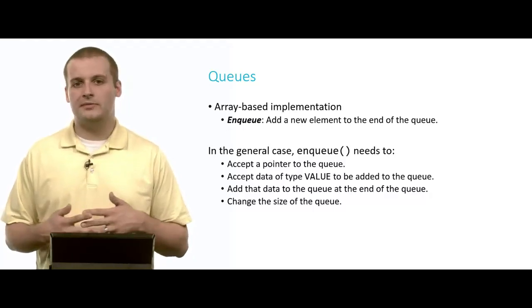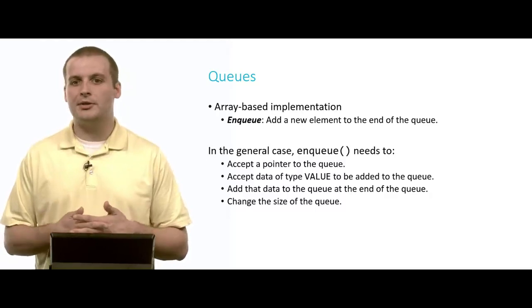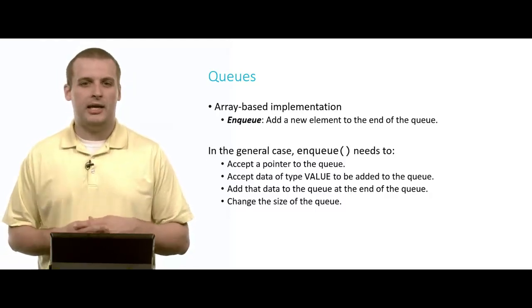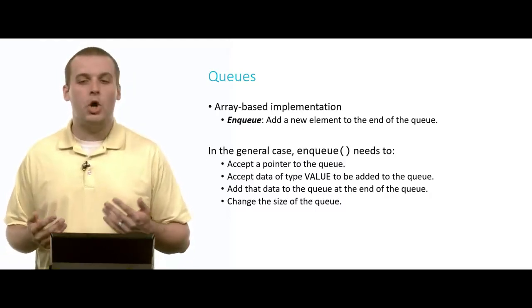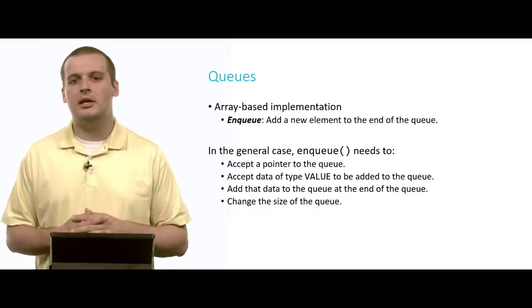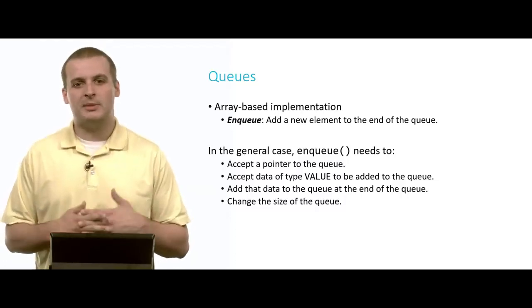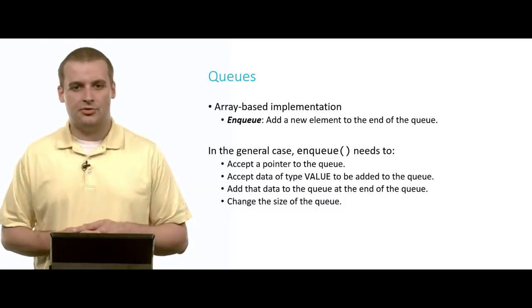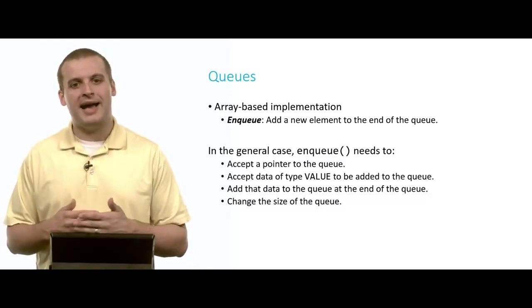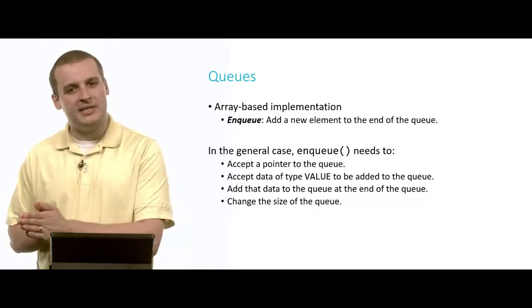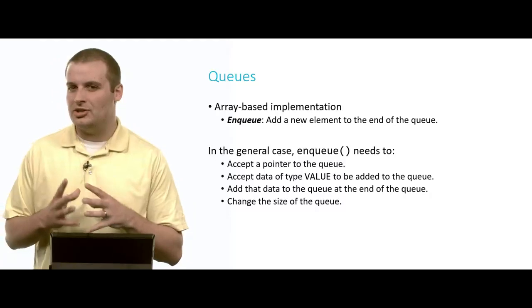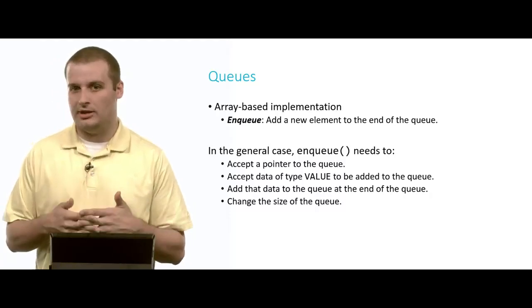Well, this function enqueue needs to accept a pointer to our queue. Again, if we had declared our queue globally, we wouldn't need to do this necessarily. But in general, we need to accept pointers to data structures like this, because otherwise we're passing by value. We're passing in copies of the queue, and so we're not actually changing the queue that we intend to change.